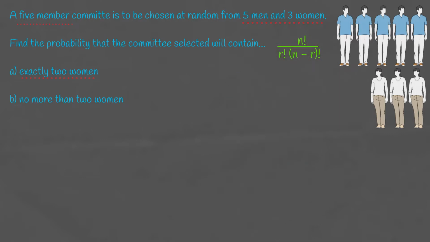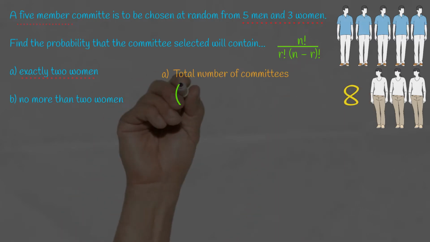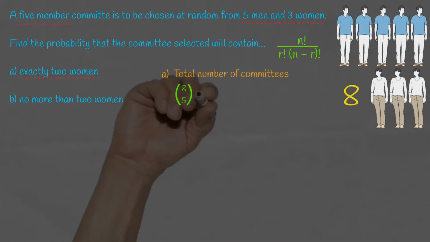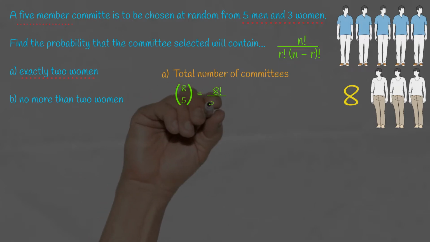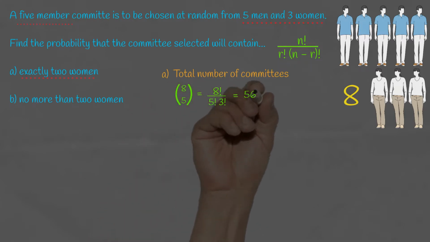And first of all, we're going to work out the total number of committees that are possible. There are 8 people, and we're choosing 5 from them. And that gives us 56 different ways to choose a committee of 5 from 8 people.